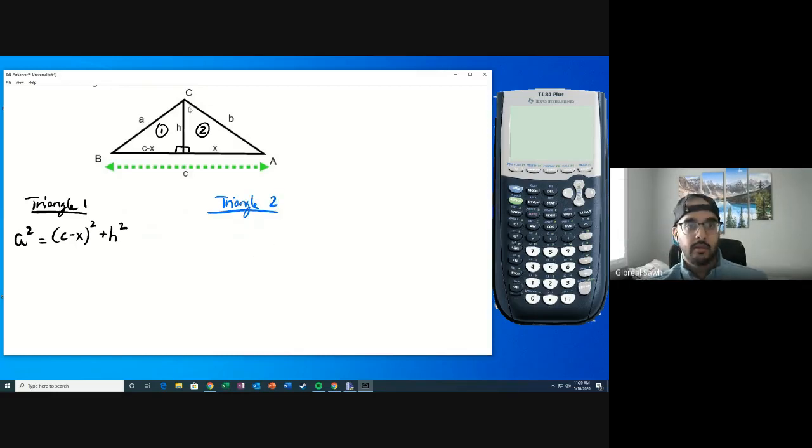So in triangle 2, we're going to do the Pythagorean theorem here again, again in terms of the hypotenuse. So b squared equals h squared plus x squared. Okay, and then we're going to jump back to triangle 1.